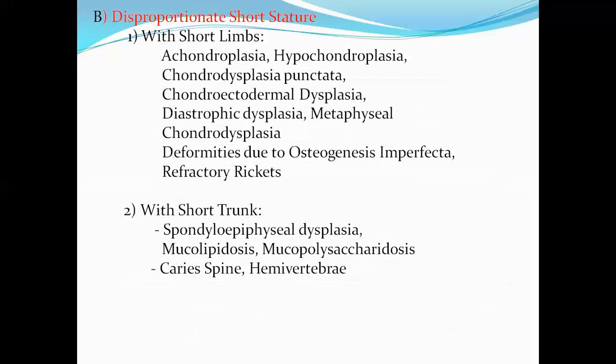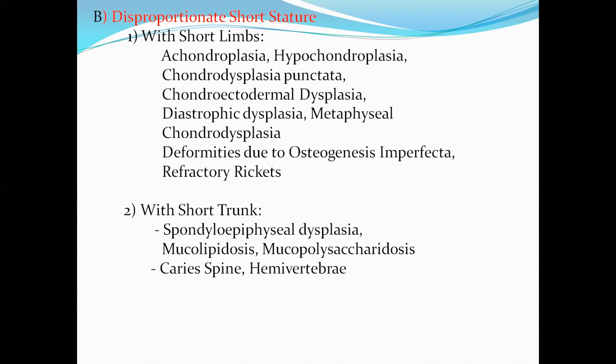Now, last part is disproportionate short stature. It means the upper part and the lower part of the body are not in proportion. With short limbs, that is achondroplasia, hypochondroplasia, chondrodysplasia, chondroectodermal dysplasia, diastrophic dysplasia, metaphyseal chondrodysplasia, deformities due to osteogenesis imperfecta, and refractive defects. In this case, the limbs are short and the upper part is comparatively longer.